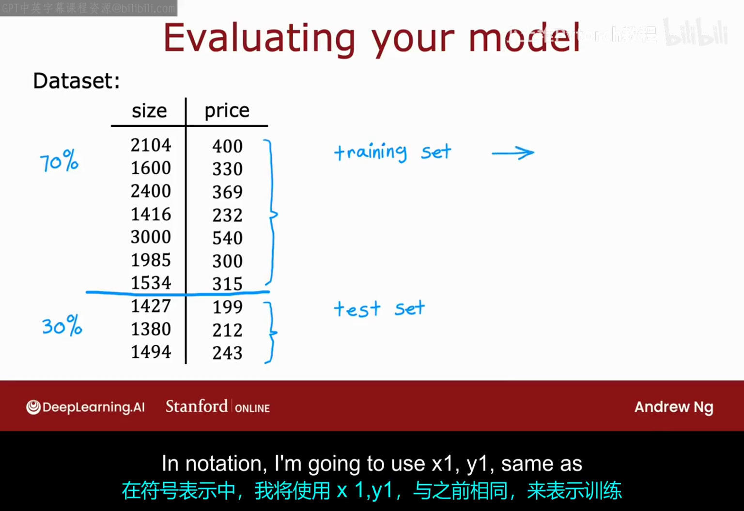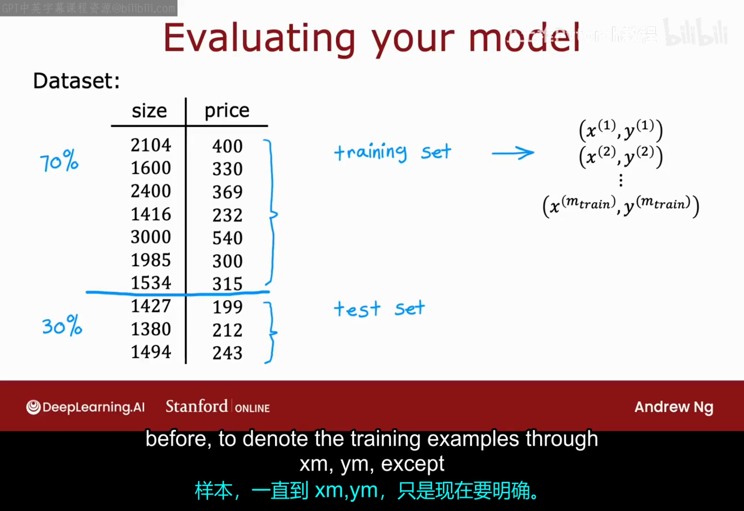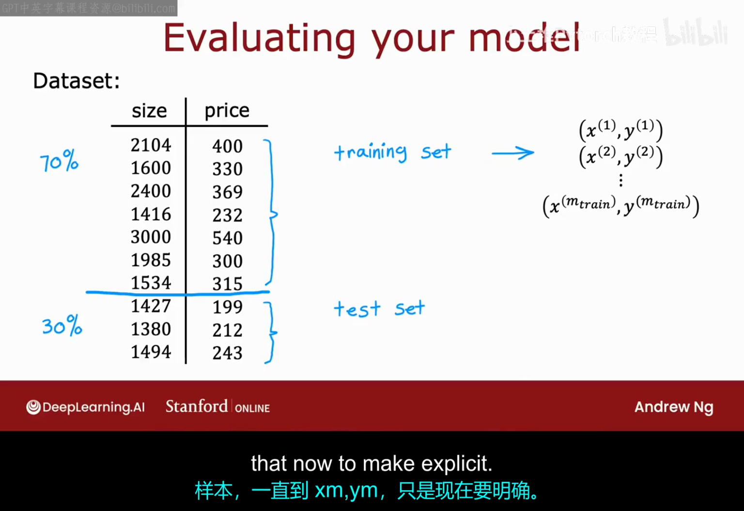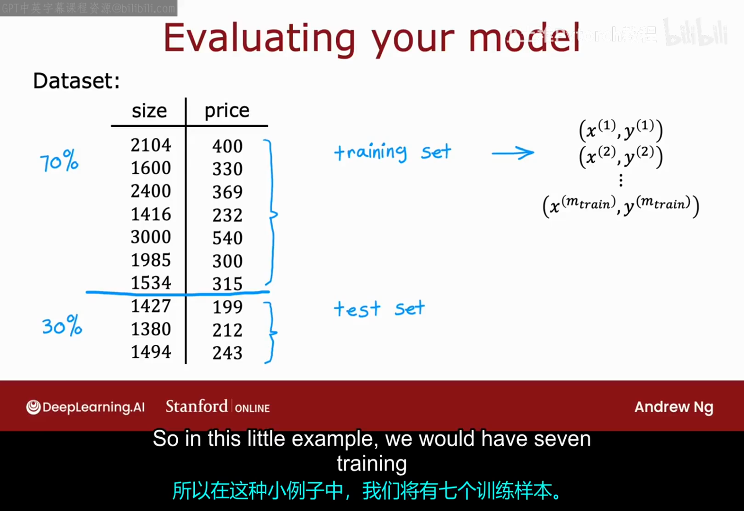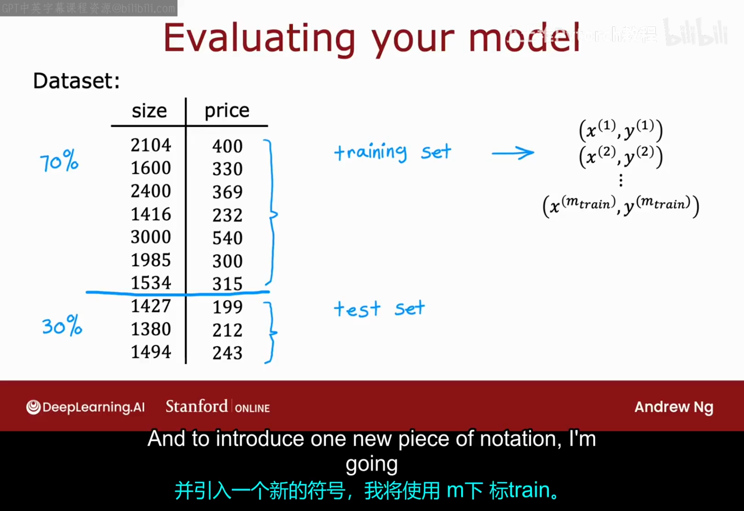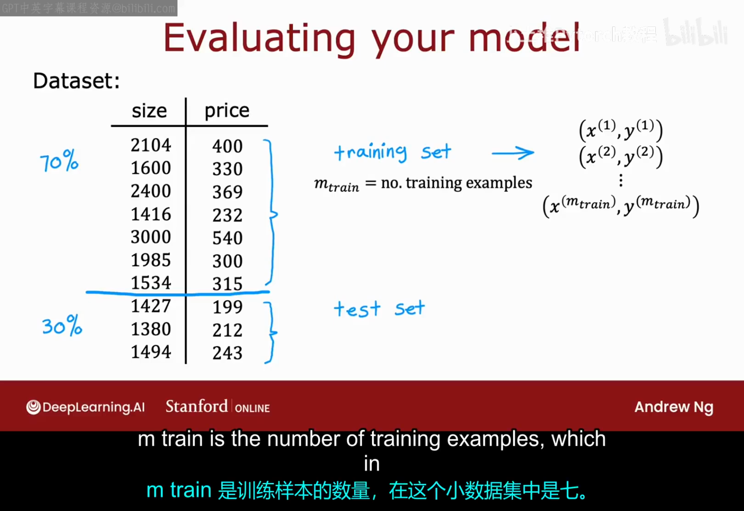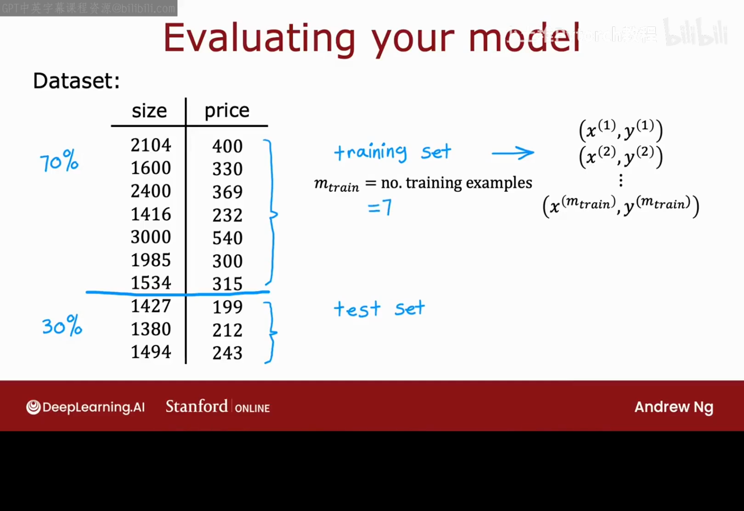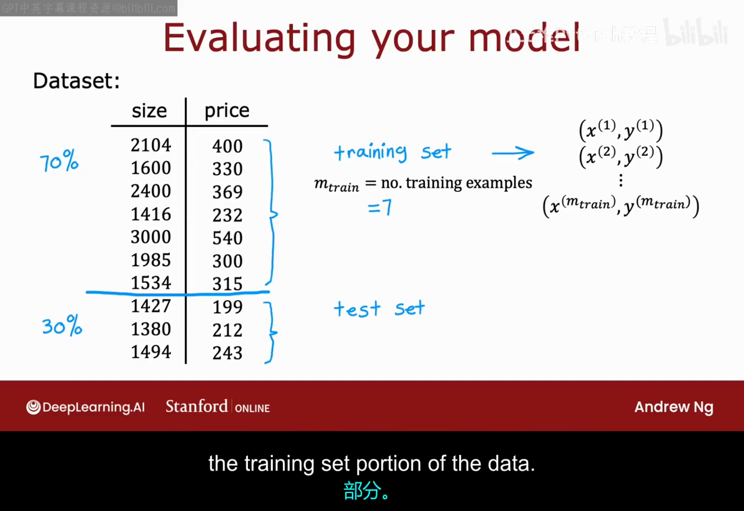In notation, I'm going to use x1, y1, same as before, to denote the training examples through xm, ym, except that now to make explicit, so in this little example, we would have 7 training examples. And to introduce one new piece of notation, I'm going to use m subscript train. M train is the number of training examples, which in this small data set is 7. So the subscript train just emphasizes if we're looking at the training set portion of the data.